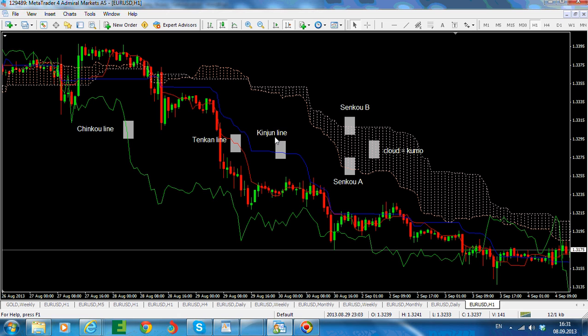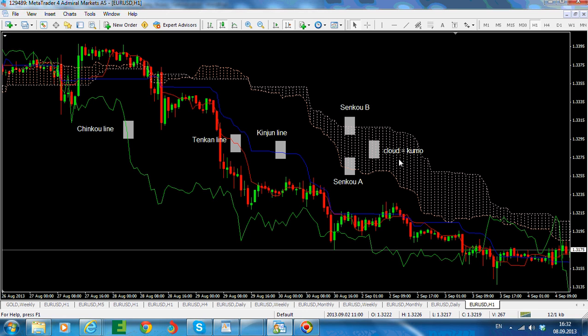Then the Senkou A and the Senkou B. The distance between the Senkou A and Senkou B represents the cloud. If the Senkou A is higher than the Senkou B, then the cloud should be green. And if the Senkou A has a lower value than the Senkou B, like it is the case here, then the cloud is actually red, so a bearish cloud. Bullish cloud in the first instance, a bearish cloud in the second instance.